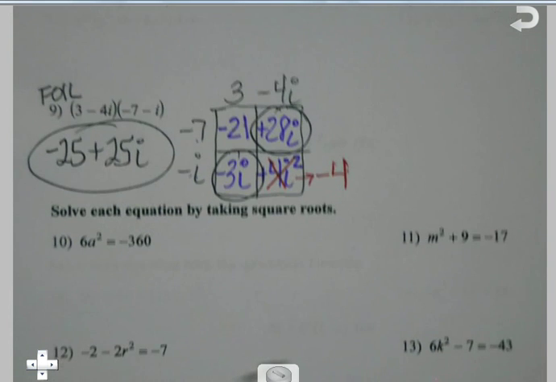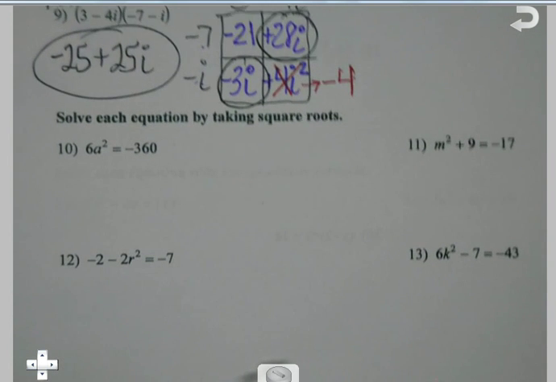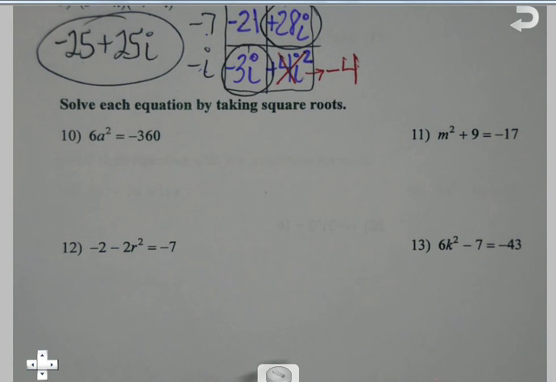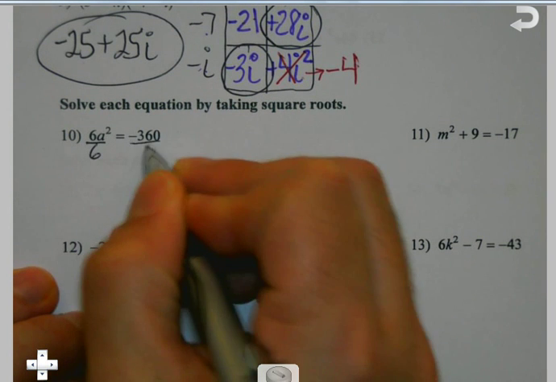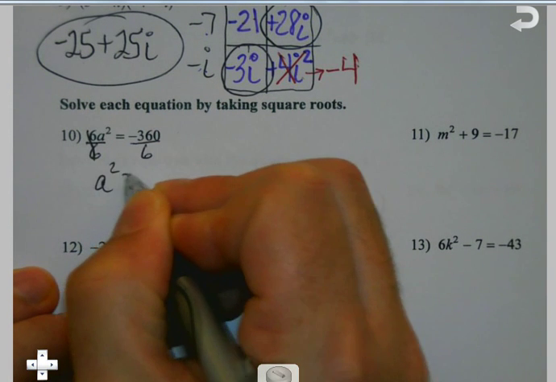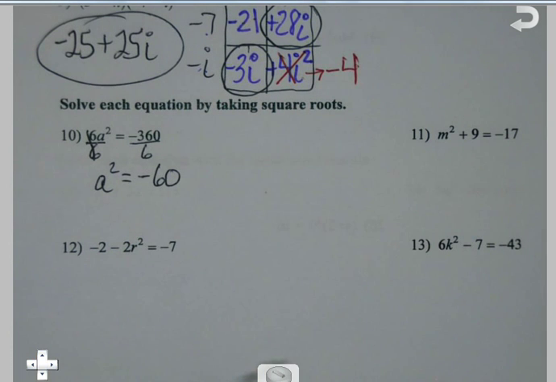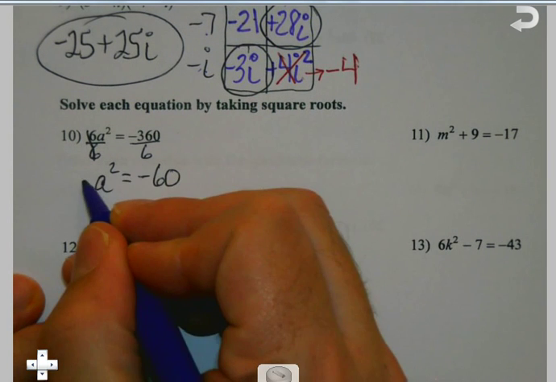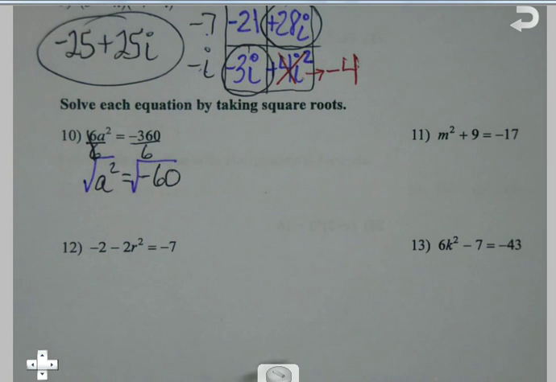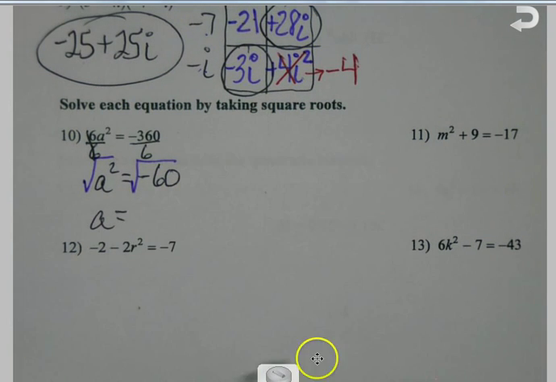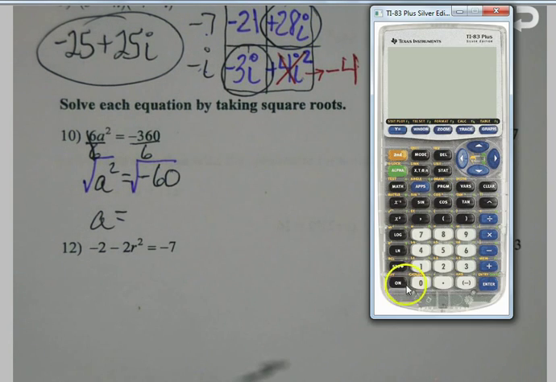So then, I get down here a little further. Okay, we're going to take a look at 10 and 12. So I get down here and I'm like, okay, I got to get my variable term alone, my a². So I divide by my 6. And then to get rid of the squared, I square root. Innocent enough so far. But then I go to pull up my calculator to try and help me out. And I do the square root of -60. Uh-oh. Non-real answers. Does it mean I'm done and it can't be done?